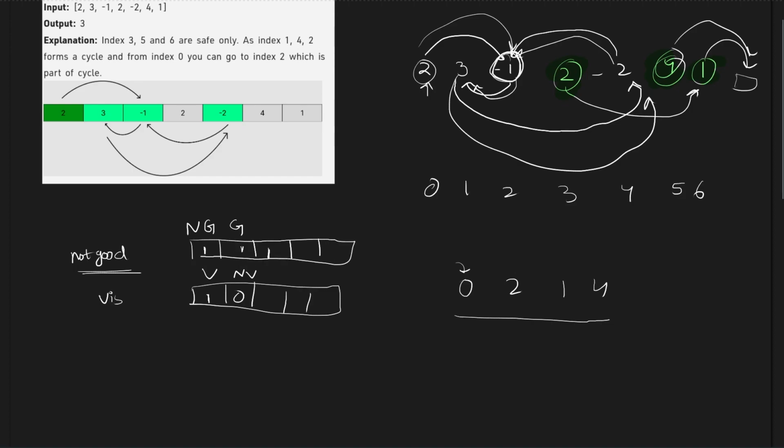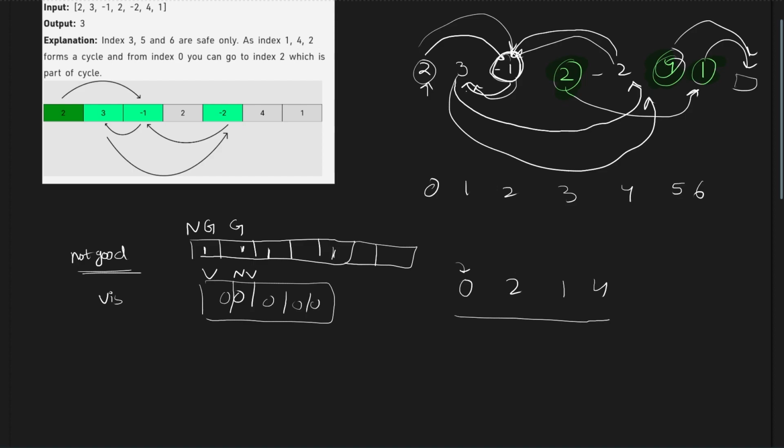Then 1 is not good. And then 0, 1, 2, 4 is not good. Right, so I update them in my not good array. And then I clear my visited array. Again, I have to clear my visited array. It's all zeros. Then I look for the next good element or the next good stone.